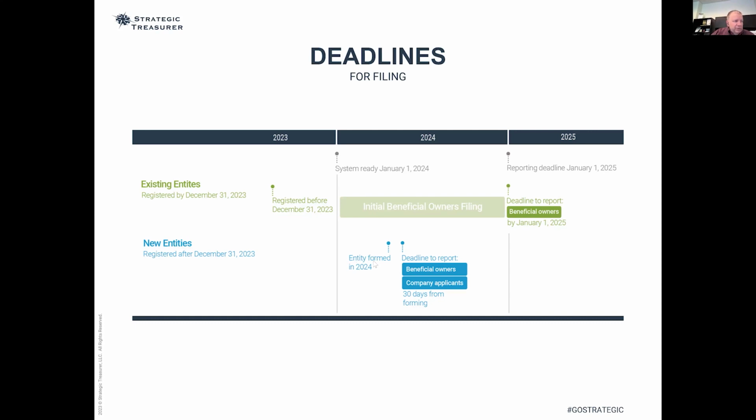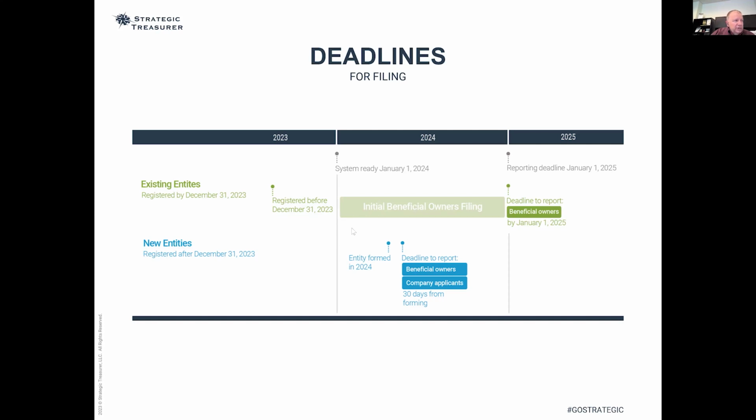New entities, whenever one is formed, this has to be filed within 30 days from forming. You have to file the beneficial owners and the company applicants. So new companies will have to be filed. If you start a company on January 1st, by the 31st, or maybe the 30th, you're going to have to file who are the beneficial owners and the company applicant. So any entity formed in 2024 has to do this.